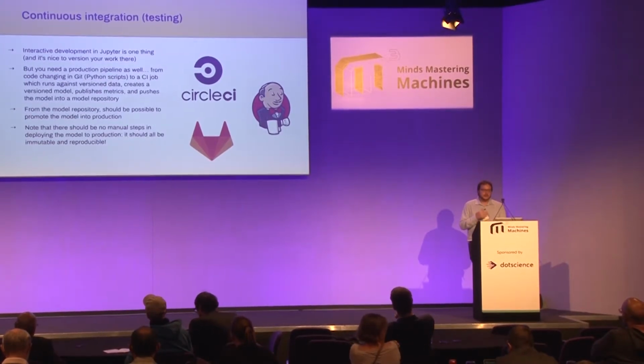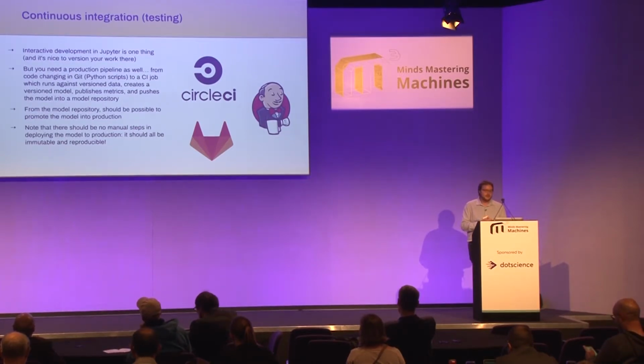But continuous integration, you absolutely have to have some kind of CI system in your production pipeline. And Alex, in a minute, is going to join us and talk about the system that they built at TrueLayer that uses Circle CI, for example.